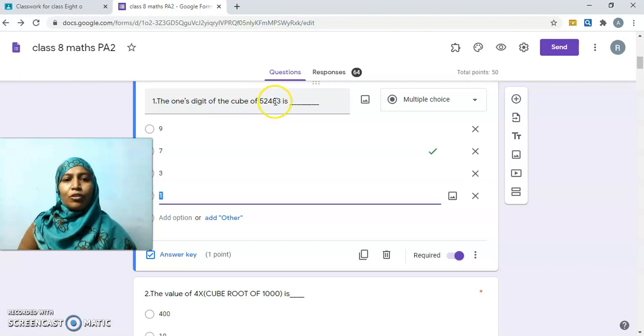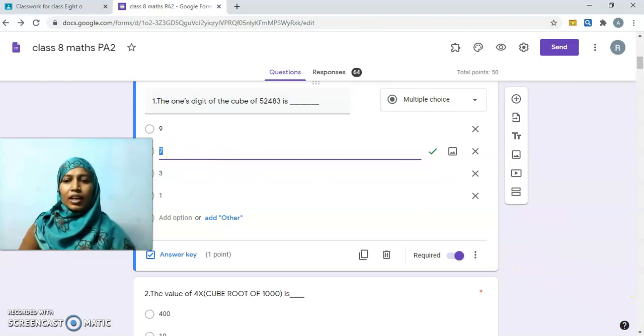Here you have to find the last digit and find the cube of that last digit. What is it here? 3. If I find 3 cube, 3 3s are 9, 9 3s are 27. 7 is in that units digit. So even if I cube this very big number, 7 is going to be in its units place. So 7 is the right answer.